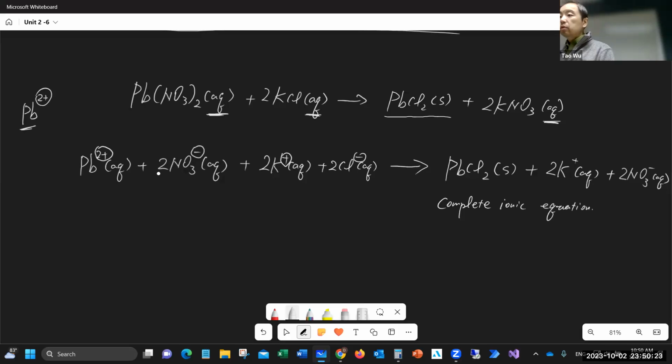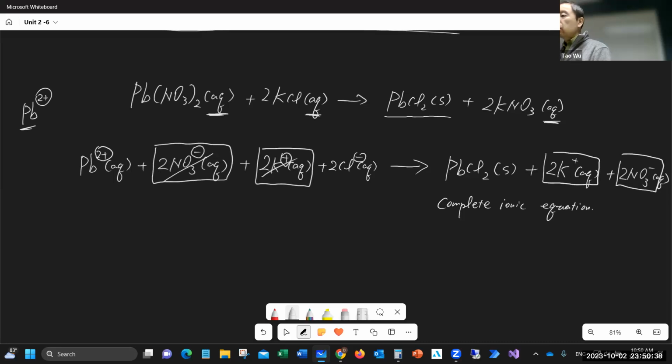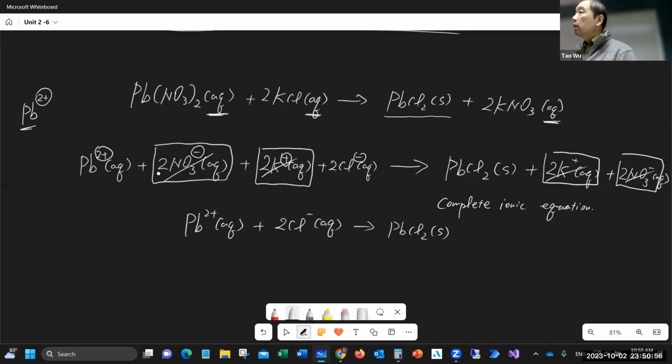Okay, so now if you see the common things exactly the same, I see 2 of the potassium ion is exactly the same, and 2 of the nitrate ion over here is exactly the same. So those 2 can be canceled out. The leftover is just the Pb2+ combined with 2 of the chloride ion to make PbCl2. Okay, so this is the net ionic equation.